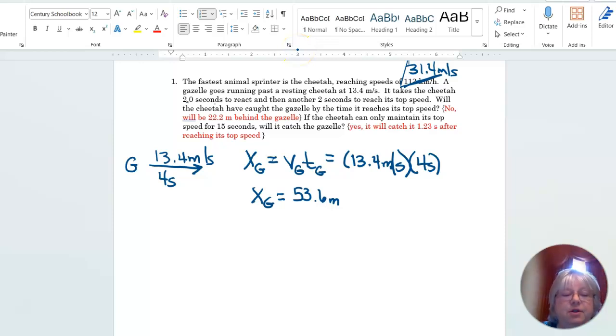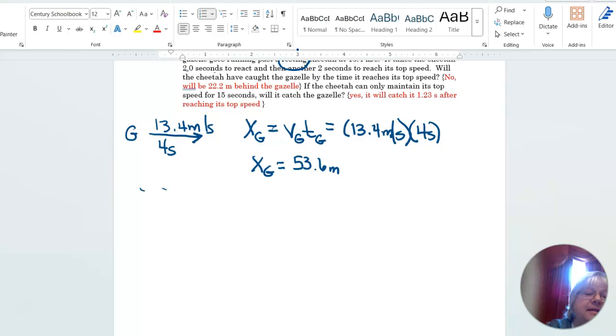Okay. So now that I know how far my gazelle has gone, now I want to know how far my cheetah is going to go. But it's more complicated because my cheetah is initially at rest. So my cheetah is going to experience acceleration. And I can't use that equation that I just used with acceleration.